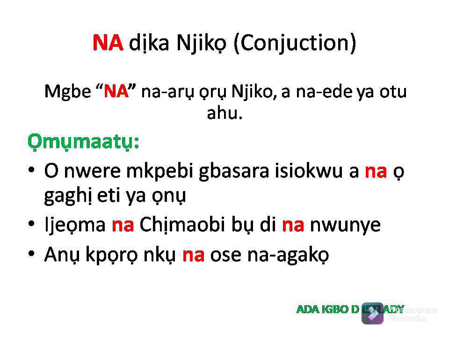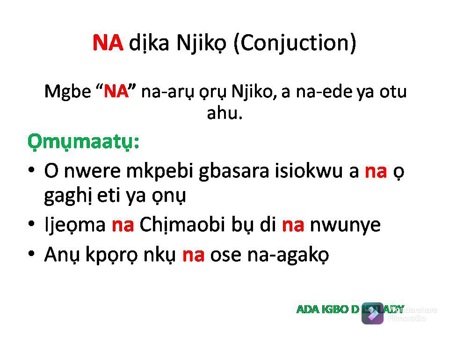Remember that na, when it's functioning as a conjunction, it may be a joining of two words, sentences, phrase, or whatever. Just know that when na is functioning as conjunction, you write it the way it is. Mgbe na-arụ ọrụ dịka njikọ, a na-ede ya otu ahụ. Ọmụmatụ. So let's look at the examples.